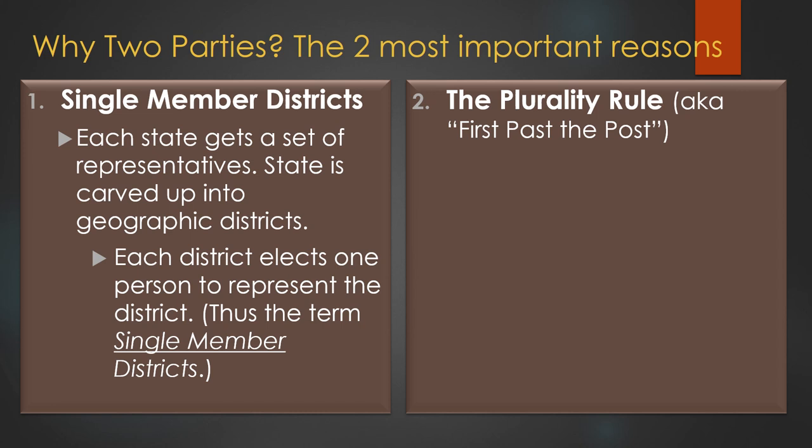So we divide up Michigan into 14 different geographic areas. We call those congressional districts. And then each one of those districts has an election to pick a person, a single person, to go represent that district. That's called a single member district system.